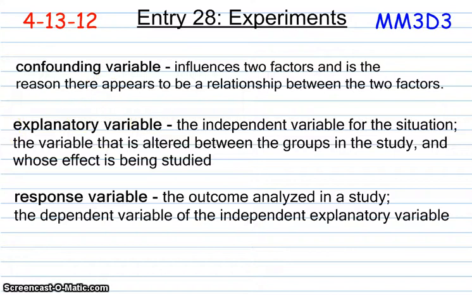Explanatory variable. This right here is the independent variable for the situation. This is the variable that is being altered between the two groups in the study and whose effect is being studied. The explanatory variable is where the treatments come from, and we will get to those here in just a minute. Generally, treatments are multiple different recipes of the same thing, or different types of shirts, different types of the same type of thing of clothing, as long as it's a different something.